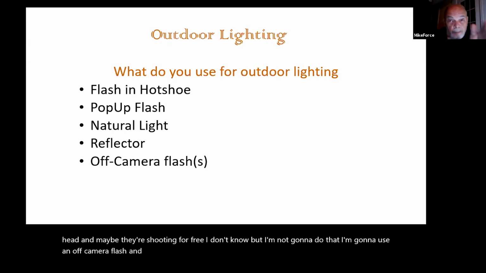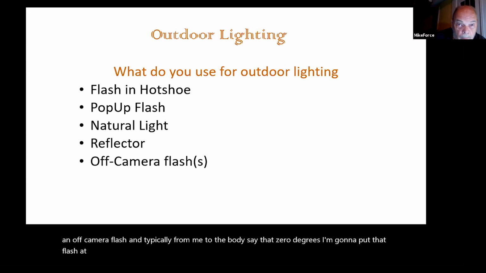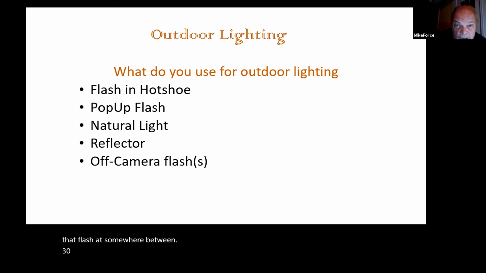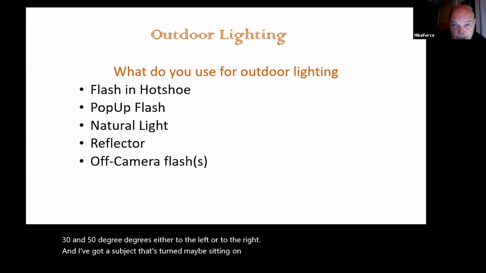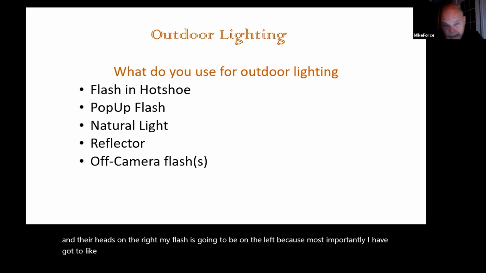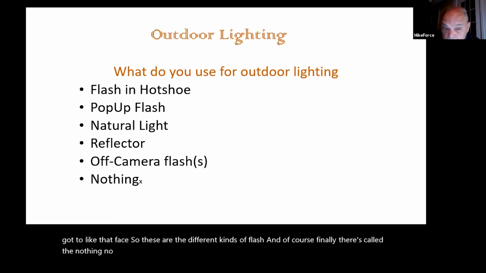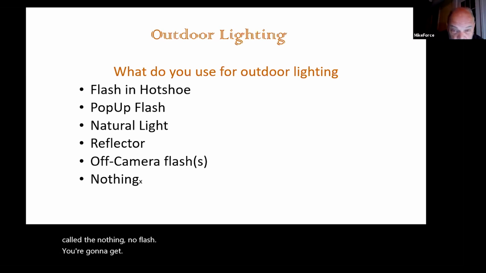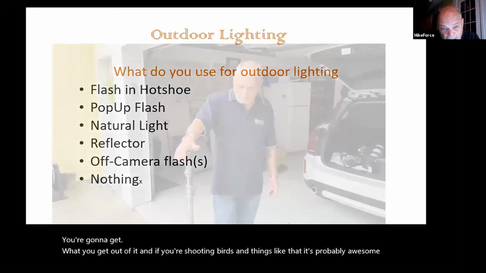And typically, from me to the body, say that's 0 degrees, I'm going to put that flash somewhere between 30 and 50 degrees, either to the left or to the right. And I've got a subject that's turned, maybe sitting on a log sideways. If their feet are on the left and their head's on the right, my flash is going to be on the left, because most importantly, I have got to light that face. So these are the different kinds of flash. And of course, finally, there's the nothing, no flash. And you're going to get what you get out of it. If you're shooting birds and things like that, it's probably awesome for that. I'm not putting it down.